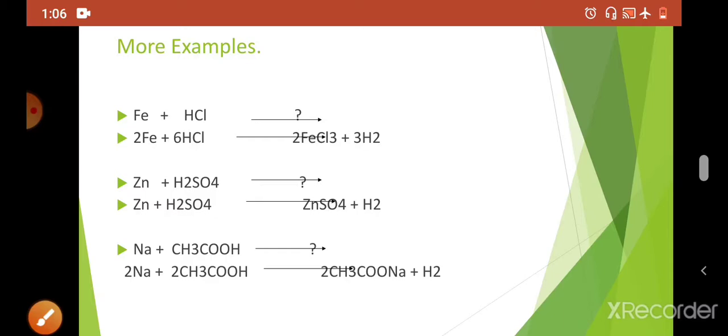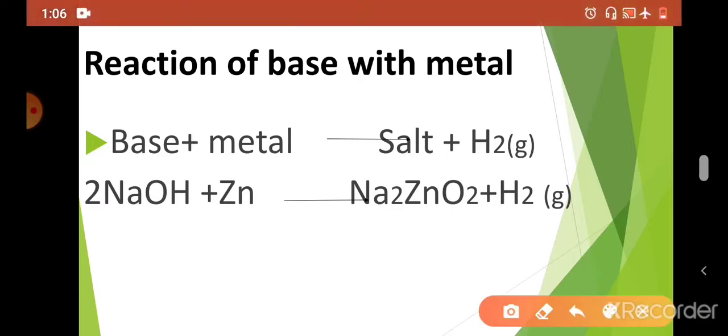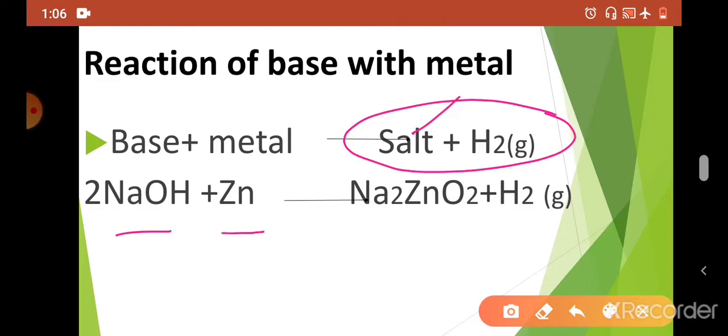So we are going to the next slide again. Reaction of base with metal. We studied the reaction of acid with metal, and now we are studying the reaction of base with metal. Base plus metal gives salt plus dihydrogen gas. Again, the products are the same, so no need to remember much, but this is a different type of salt you are going to get. Here, if we see a particular example, NaOH, that is a base, when it reacts with Zn, it's going to give you Na2ZnO2 plus hydrogen.